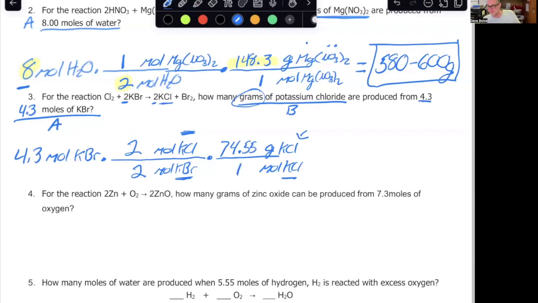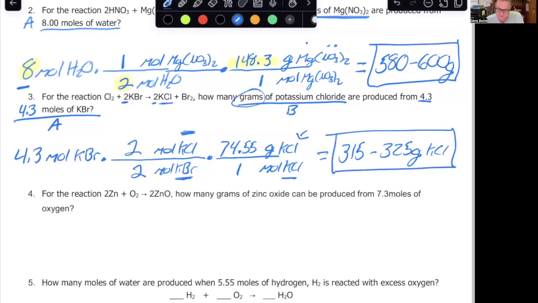In my calculator, I know 4.3 times 2 over 2 is just 4.3, but you can just put it all in the calculator if you want. But 4.3 times 74.55 is going to equal somewhere between 315 and 325 grams of KCl. So make sure you're within that range and you're good to go.